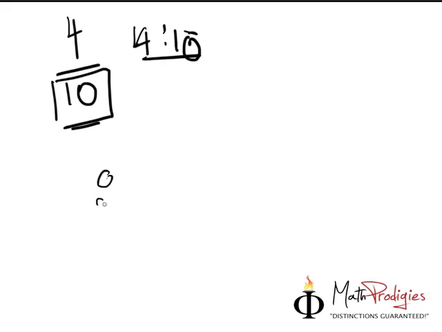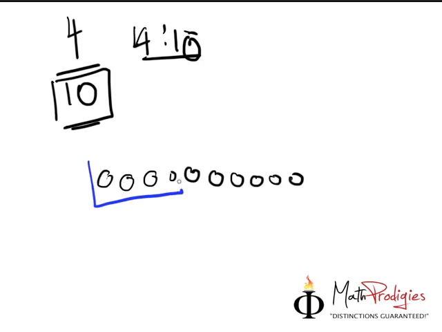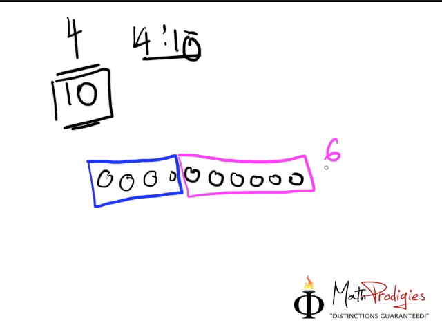I'm just going to draw the heads of the babies. 1, 2, 3, 4, 5, 6, 7, 8, 9, 10. And how many are boys? Simply 4 out of 10. I'm going to use blue for boys. And how many are girls? I'm going to use pink. Basically there are 6 out of 10.